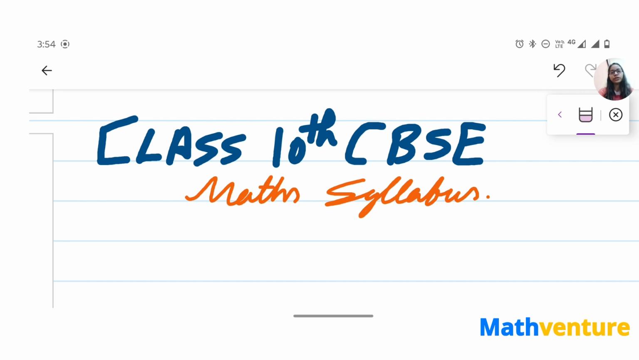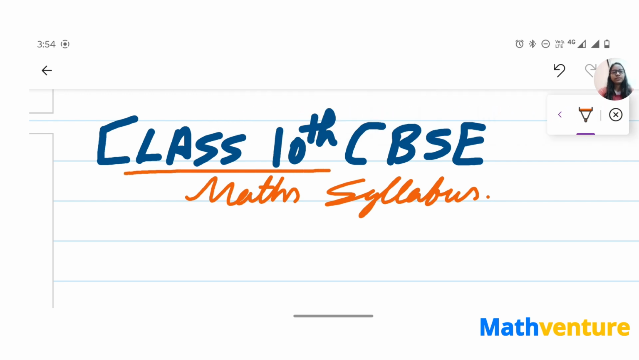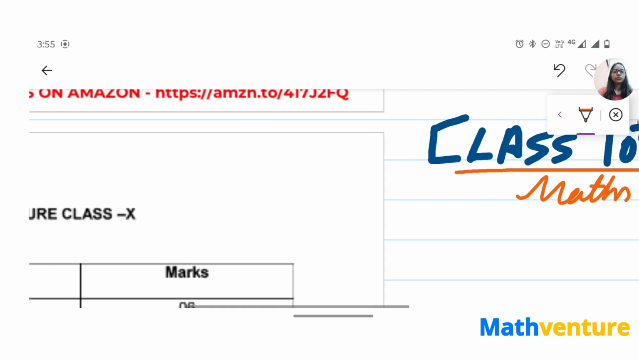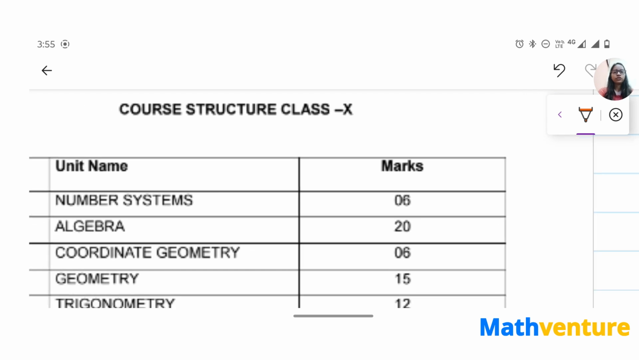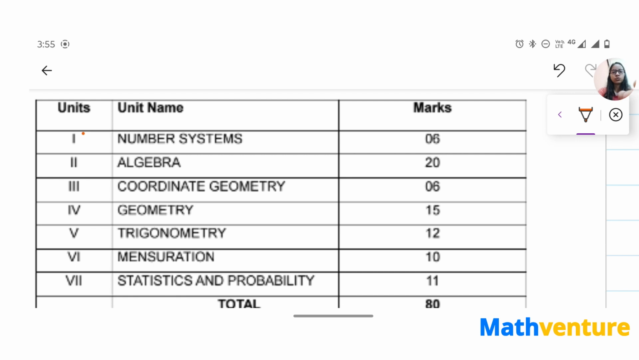Today we are going to discuss the syllabus for class 10th CBSE board, and we will see the weightage of the marks unit wise. So let's start the Math Venture. So this is the official PDF, and you can see the units.